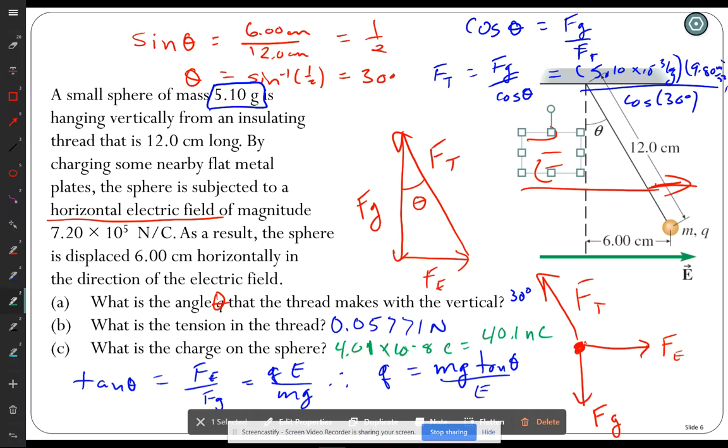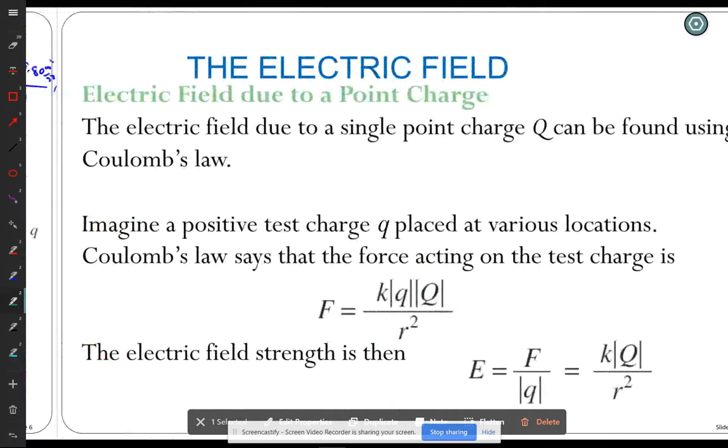All right, that's the kind of problem we've been dealing with, right? Except it's easier with the electric field if you know the electric field, because the calculation for the force due to the electric field is simpler than the force between two point charges.